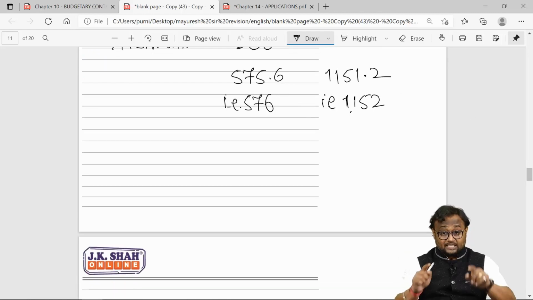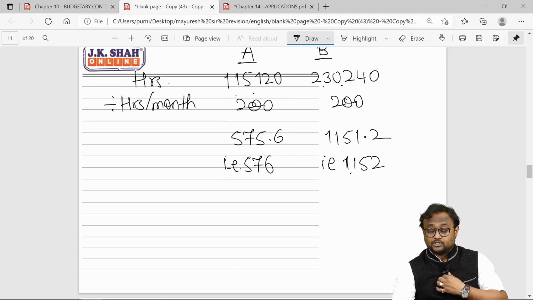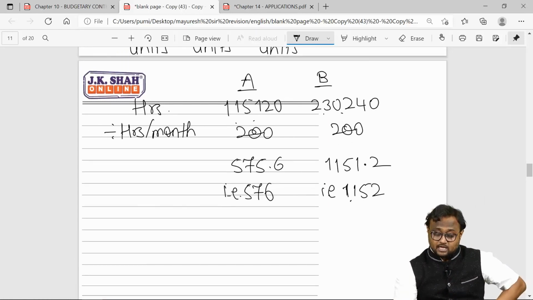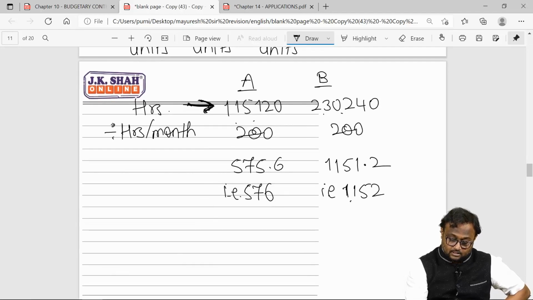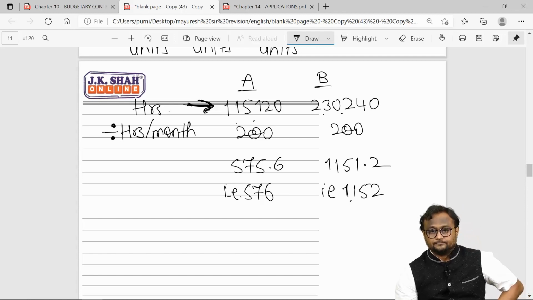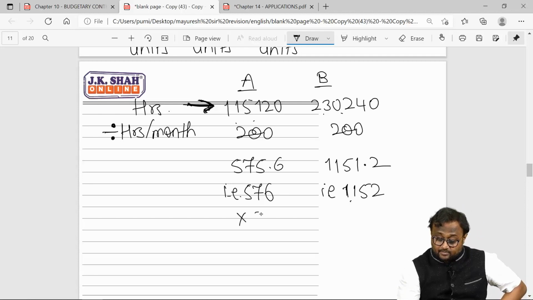This is the advantage of budget, which lets you know in advance that for full production, this is the requirement of hours, this is the requirement of time, and this is the number of workers which I'm supposed to hire. These are the number of workers which I'm supposed to hire. But then each one will be paid 200.